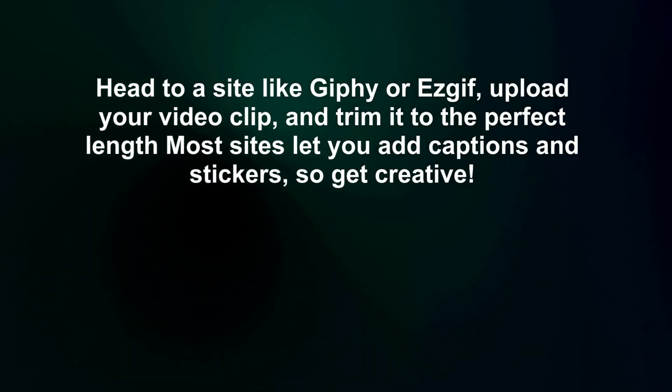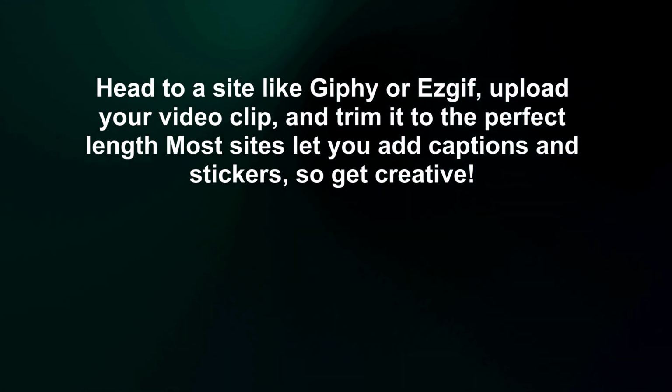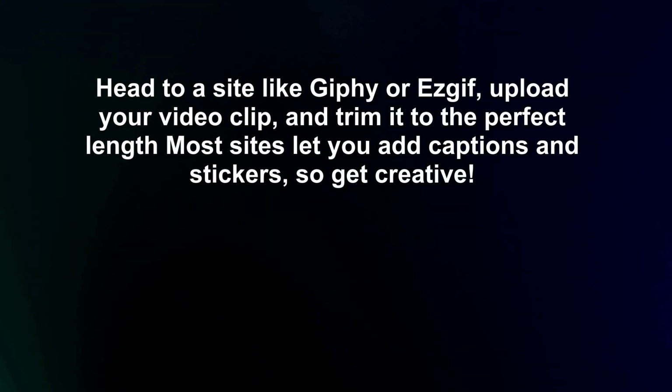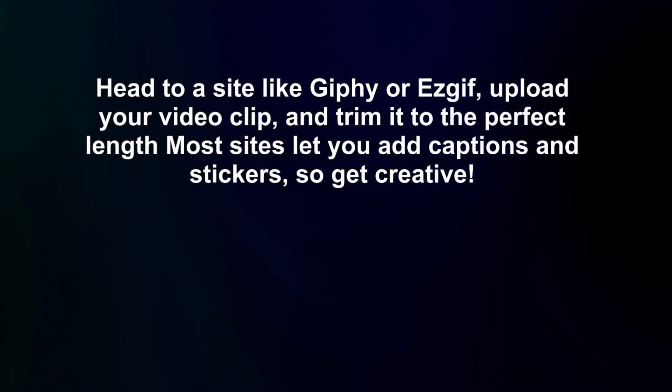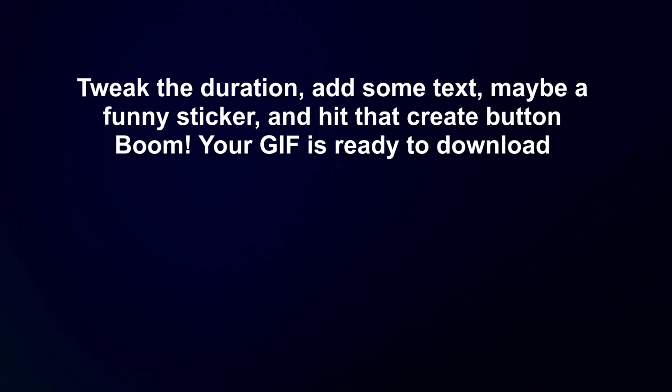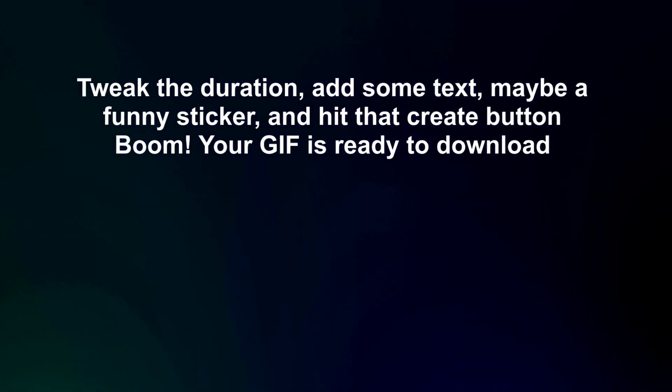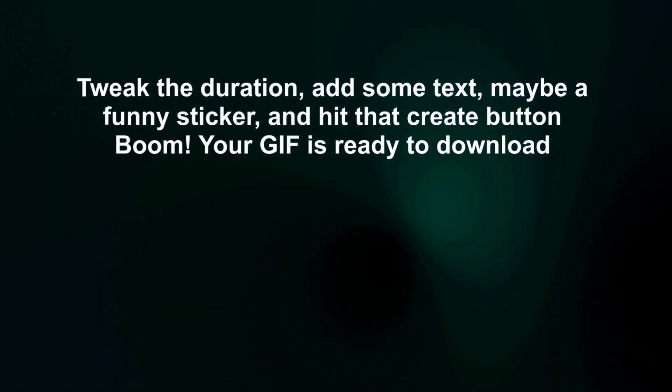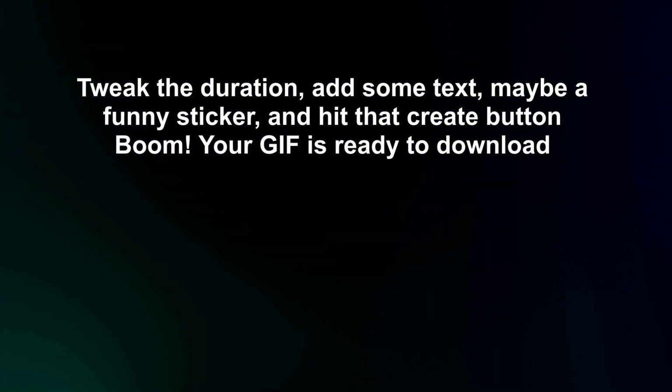Head to a site like Giphy or GIF, upload your video clip, and trim it to the perfect length. Most sites let you add captions and stickers, so get creative. Tweak the duration, add some text, maybe a funny sticker, and hit that create button. Boom. Your GIF is ready to download.